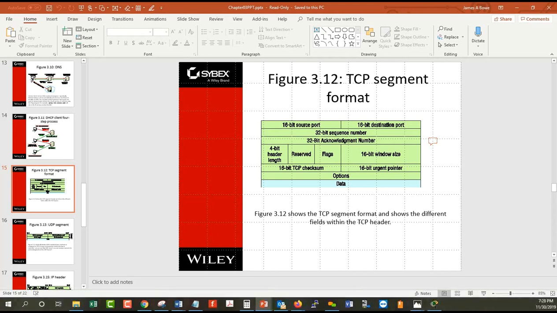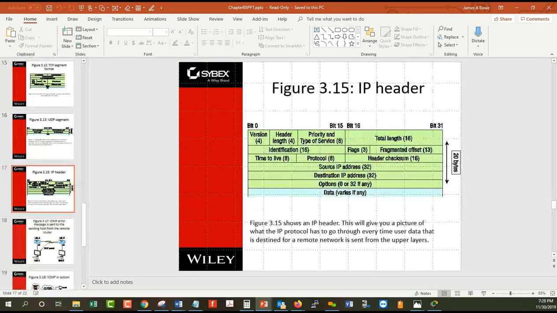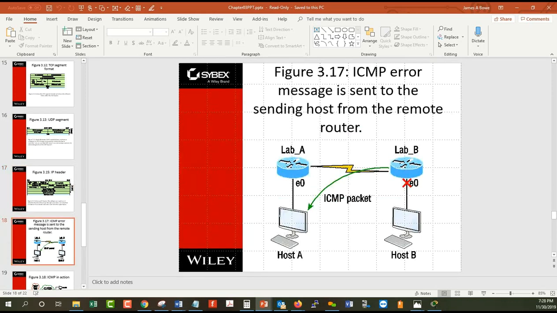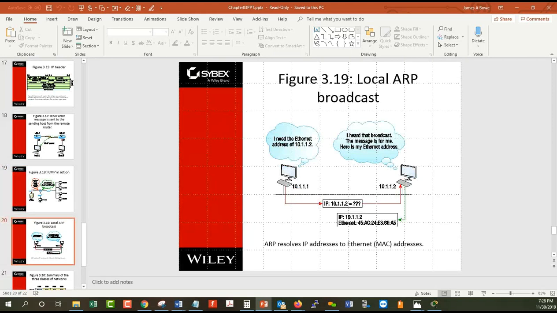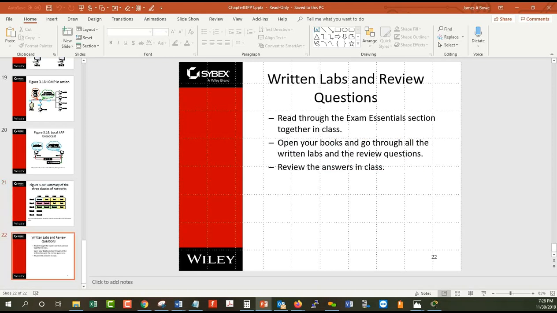So there is a TCP segment, okay? There's a UDP segment, and this is in Chapter 3. And there is an IP packet, okay? Again, the source IP address and the destination IP address, which will key you into that being an IP packet. Okay, you know what the different classes are. We've pretty much nailed that down. Okay, so Chapter 4 gets into fixed length subnet masks.